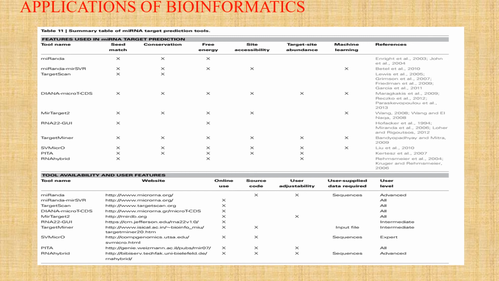You have the TargetScan that makes use of seed match and conservation. Okay, so it makes use only of those two. Then you have the DIANA-microT-CDS, which makes use of the seed match, the conservation, the free energy, the accessibility, the target site abundance, and it also provides machine learning. Now below here we still have some websites where you can find these target gene prediction tools.